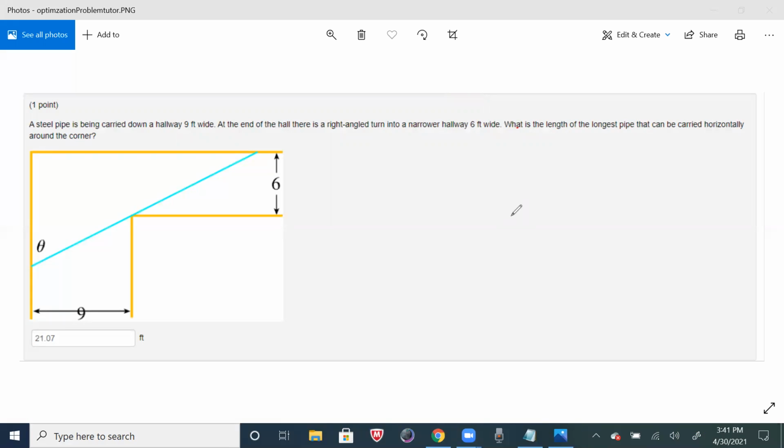Okay. I think you can kind of see why, if you had a longer pipe, it wouldn't fit around that corner. You make that pipe 50 feet long, no way you're getting it around that corner. So there is a maximum length pipe that will be able to turn that corner. Let's see. All the information is written on the diagram, it looks like. Yeah. All right.